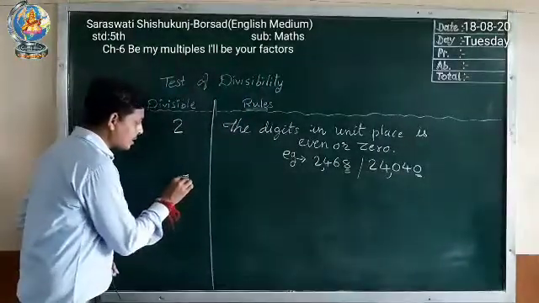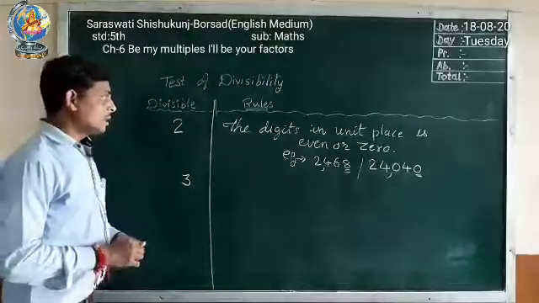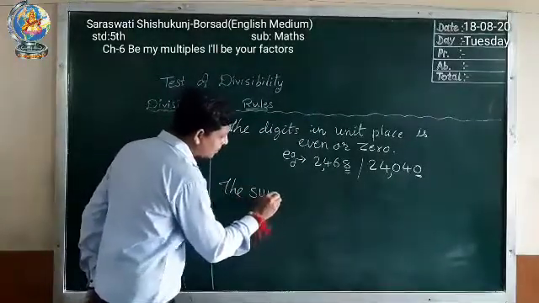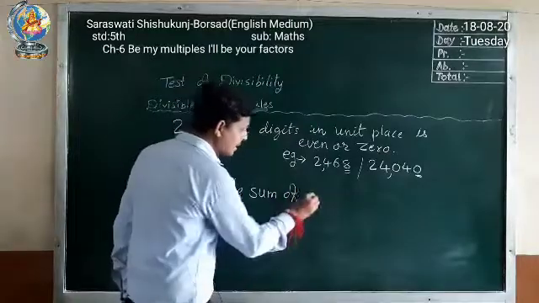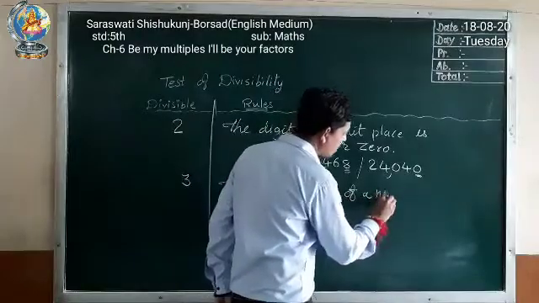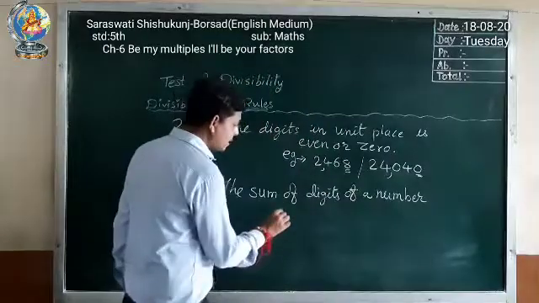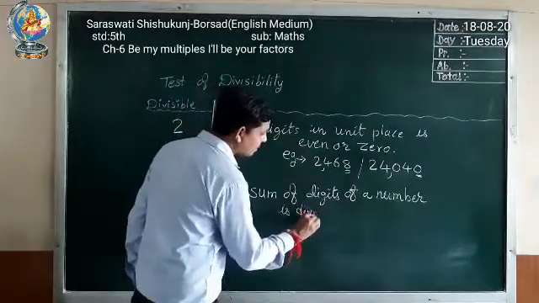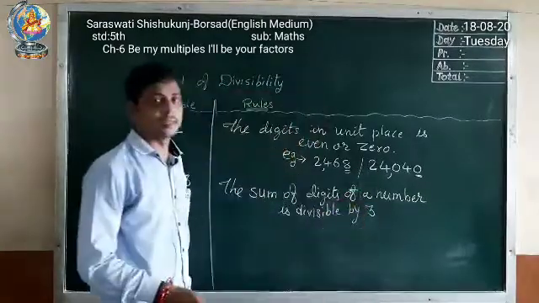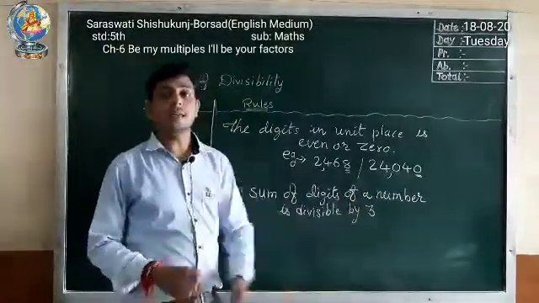Next is divisibility by 3, the divisibility rule of 3. The rule is: the sum of the digits of a number is divisible by 3. Once again, the sum of the digits of a number is divisible by 3.